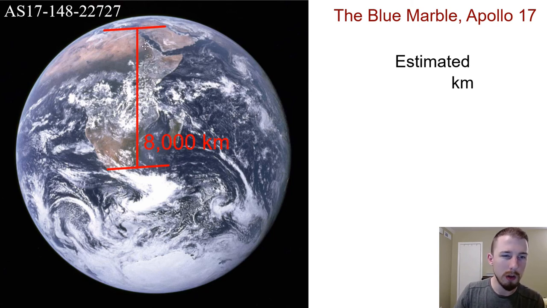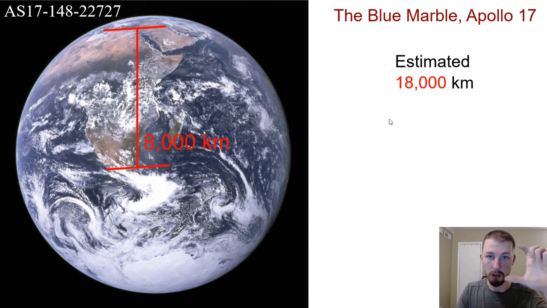And then, so if that's 8,000 kilometers, I can probably go another 8,000 here to the other side, to what looks like Antarctica on the bottom. And then I can go a little bit further there, so maybe a little bit more than 16,000 kilometers. So I'm going to estimate about 18,000 kilometers is our field of view of the Earth.